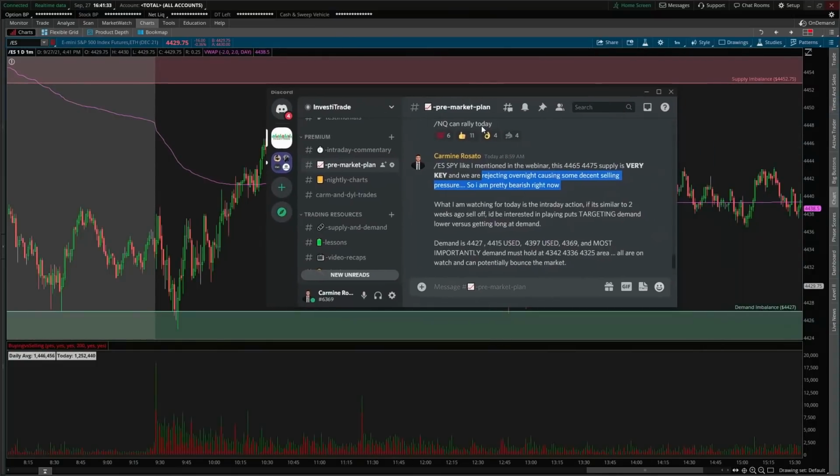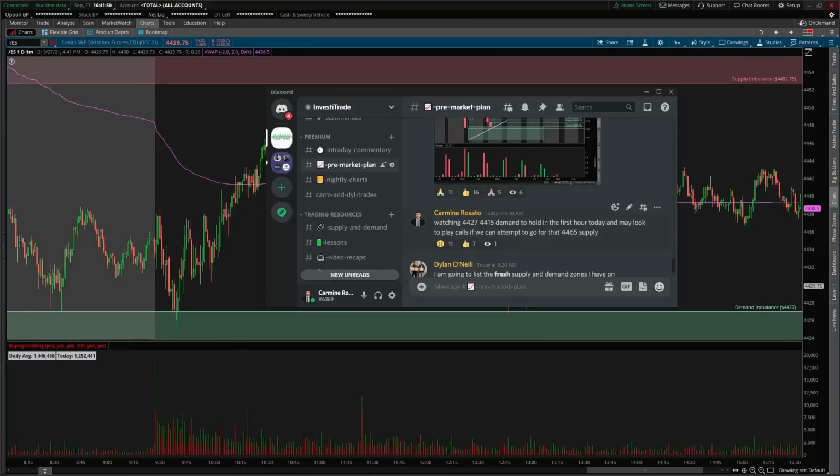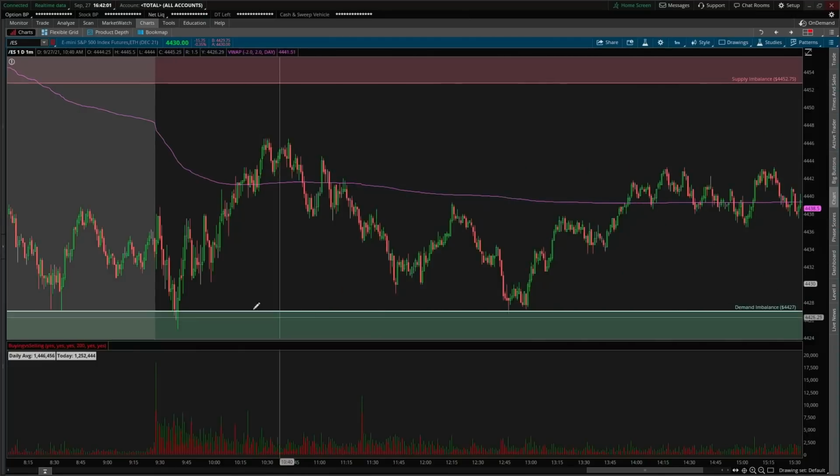And I said, what I'm watching for is the intraday action. If it's similar to 2 weeks ago, I'd be interested in playing puts, targeting this demand zone. Then I also said demand is at 4427. We had a bunch of zones lower and important imbalances all to the downside that I said are all around, watch and can bounce the market. And then I said I'm watching the 4427, 4415 demand to hold in the first hour today and may look to play calls as we could attempt to go for that 4465 supply zone.